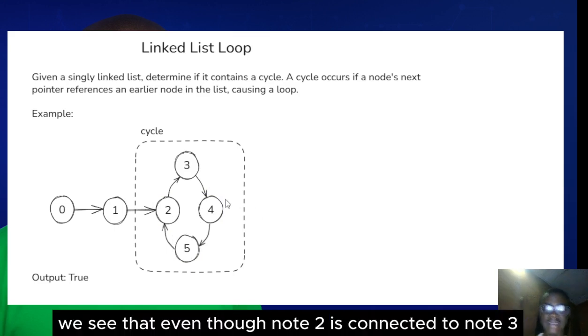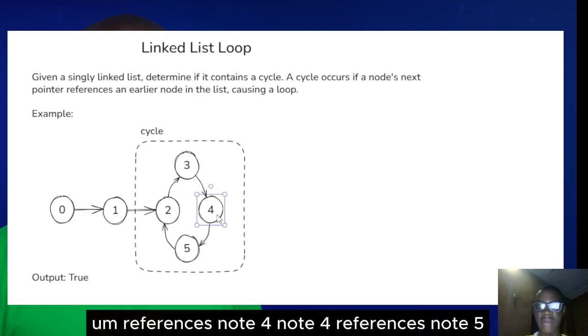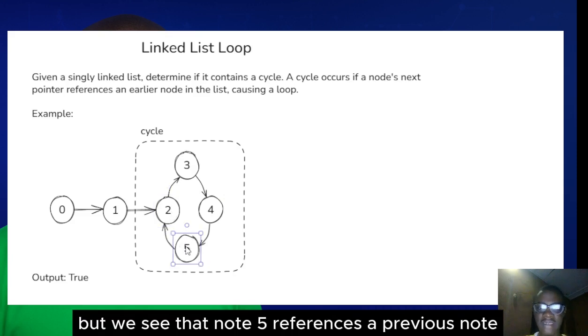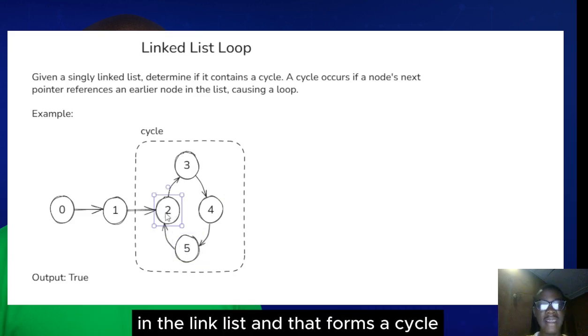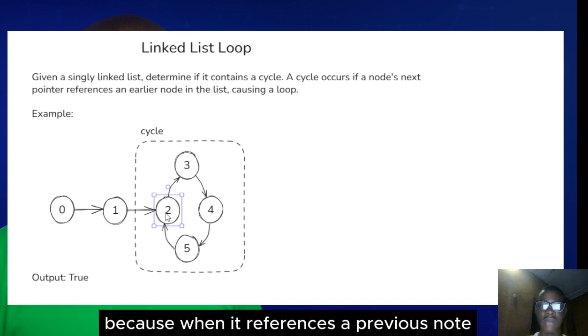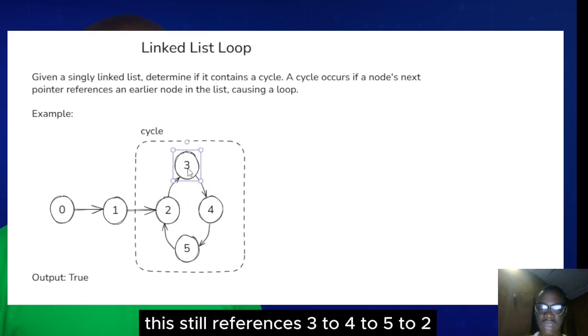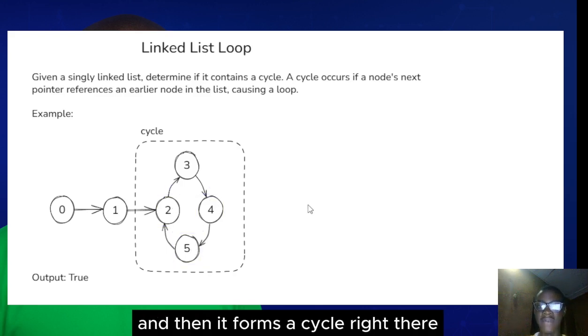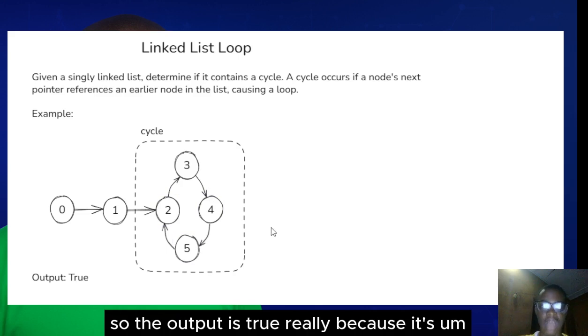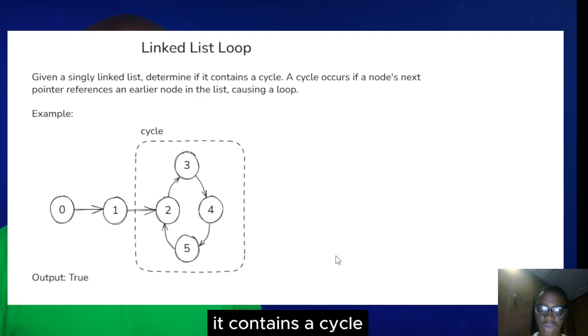So we see that even though node 2 is connected to node 3 and node 3 next references node 4, node 4 references node 5, but node 5 references a previous node in the linked list, and that forms a cycle, because this previous node still references 3, to 4, to 5, to 2, and then it forms a cycle right there. So the output is true, because it contains a cycle.